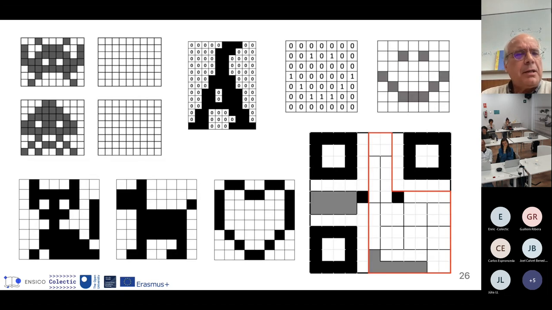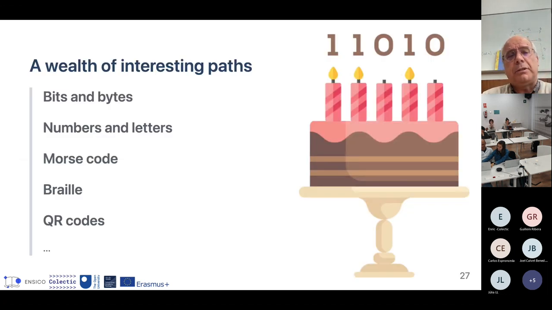of possibilities. Then we start drawing letters, approximating letters, which is scanning, drawing other pictures, so that they actually become dogs, cats, and all that, hearts, and all that. And this actually gives way to more sophisticated uses of the binary system, like QR codes and all that. So it's a wealth of interesting paths that comes along with this very early start. Bits and bytes, numbers and letters, Morse code, Braille, QR codes, and all that.